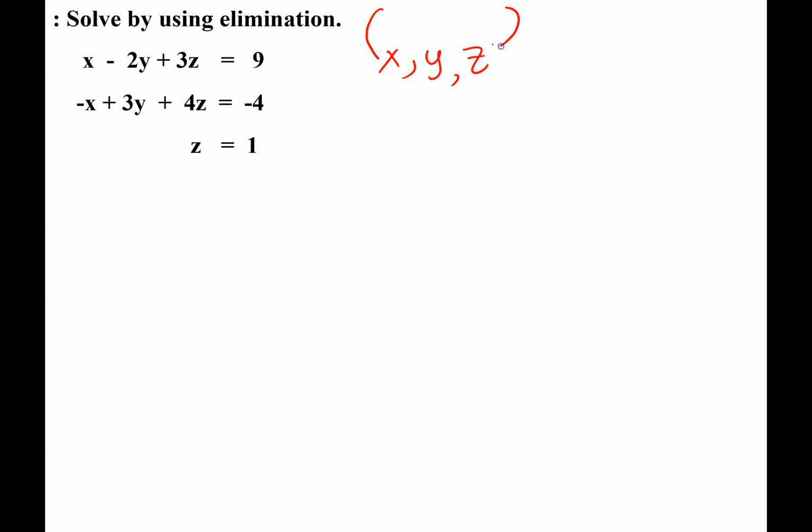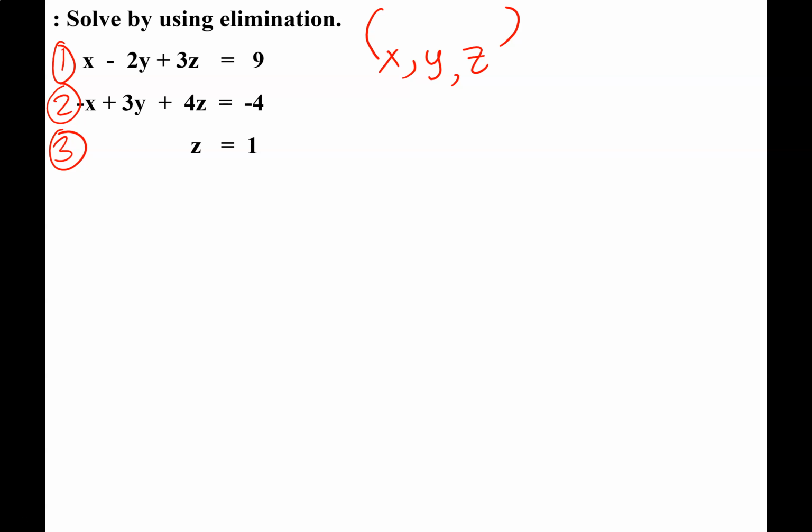All right. First thing you want to do or make sure is that you are nice and neat and you start labeling everything. Otherwise, this could become a headache and fast. Okay. The next thing you want to do is determine what variable would be the easiest to eliminate or get rid of.